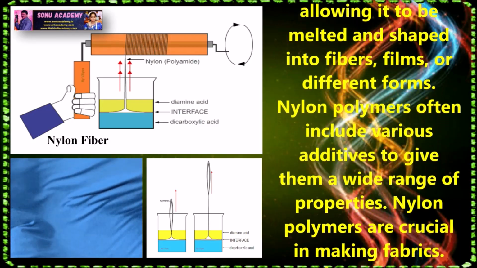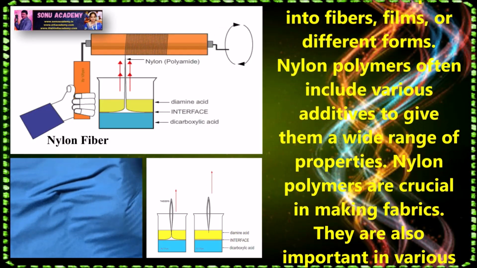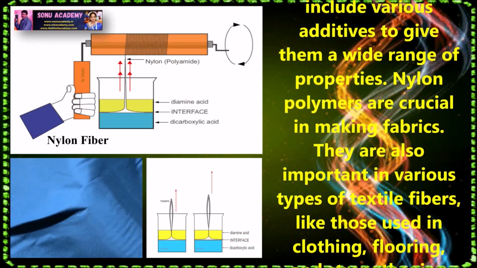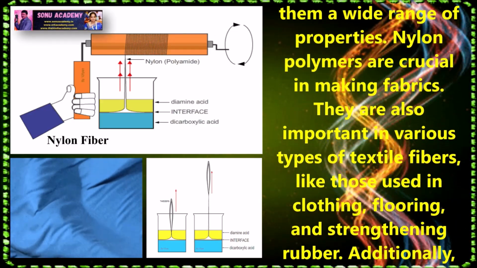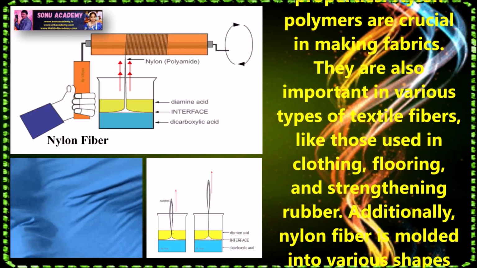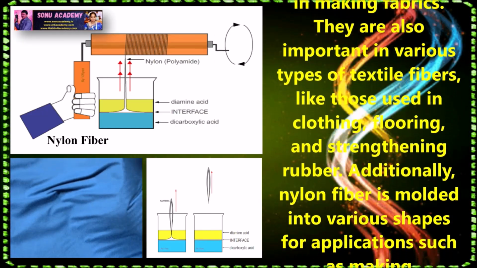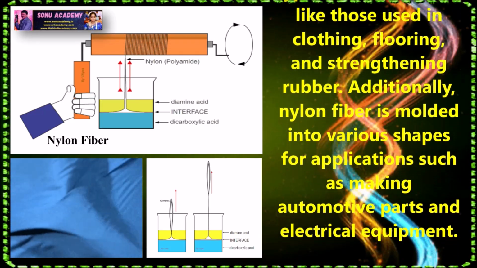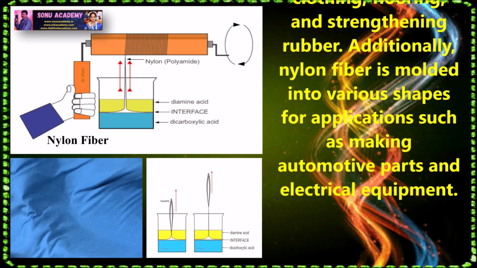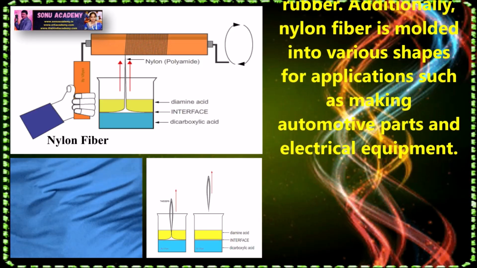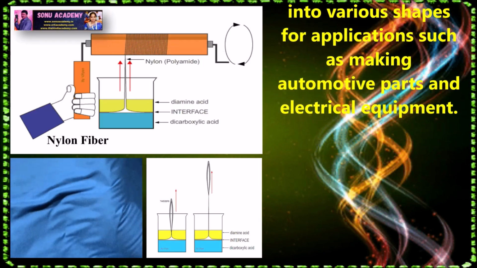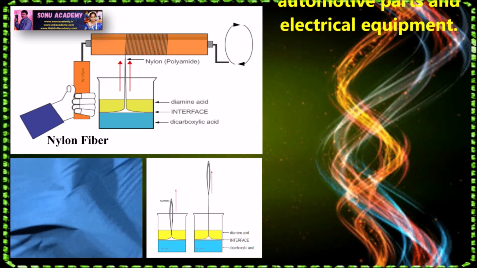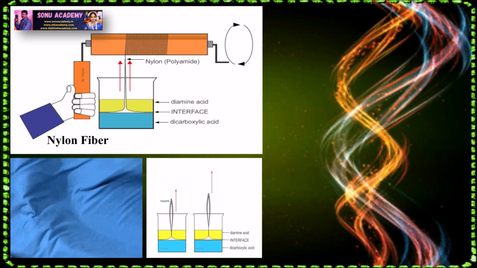Nylon polymers often include various additives to give them a wide range of properties. Nylon polymers are crucial in making fabrics. They are also most important in various types of textile fibers, like those used in clothing, flooring, and strengthening rubber. Additionally, nylon fiber is molded into various shapes for applications such as making automotive parts and electrical equipment.